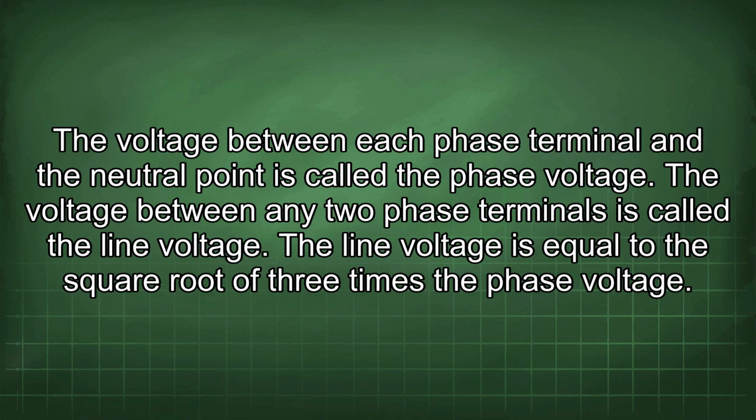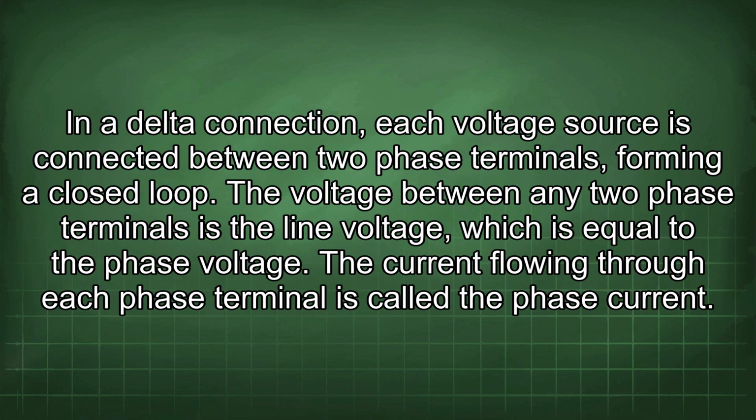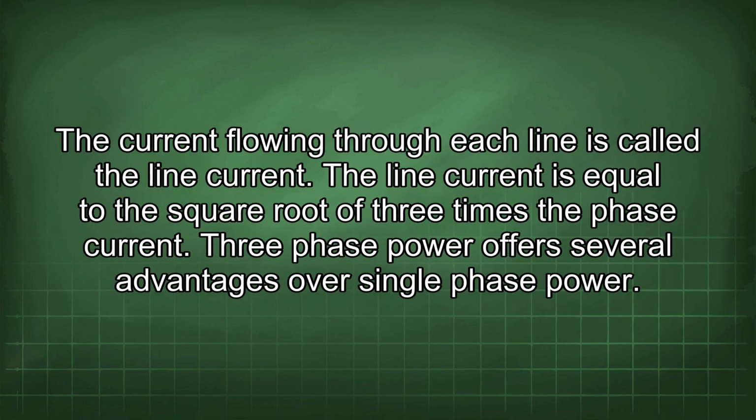The voltage between any two phase terminals is called the line voltage. The line voltage is equal to the square root of 3 times the phase voltage. In a delta connection, each voltage source is connected between two phase terminals, forming a closed loop. The voltage between any two phase terminals is the line voltage, which is equal to the phase voltage. The current flowing through each phase terminal is called the phase current. The current flowing through each line is called the line current. The line current is equal to the square root of 3 times the phase current.